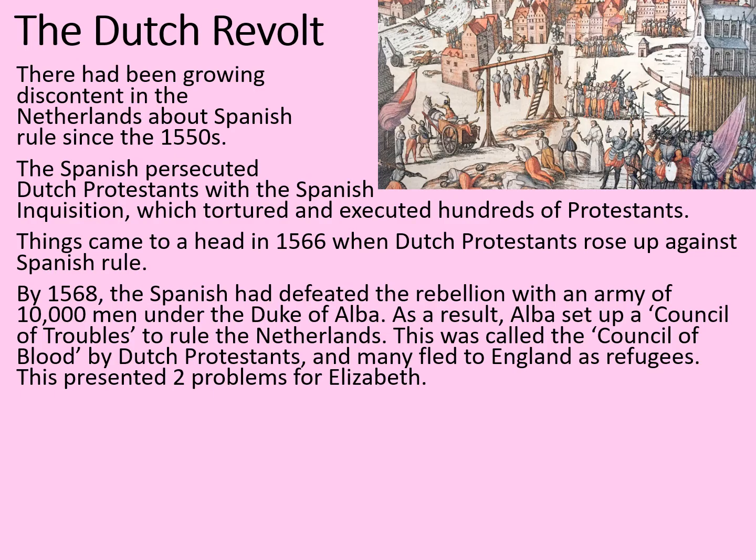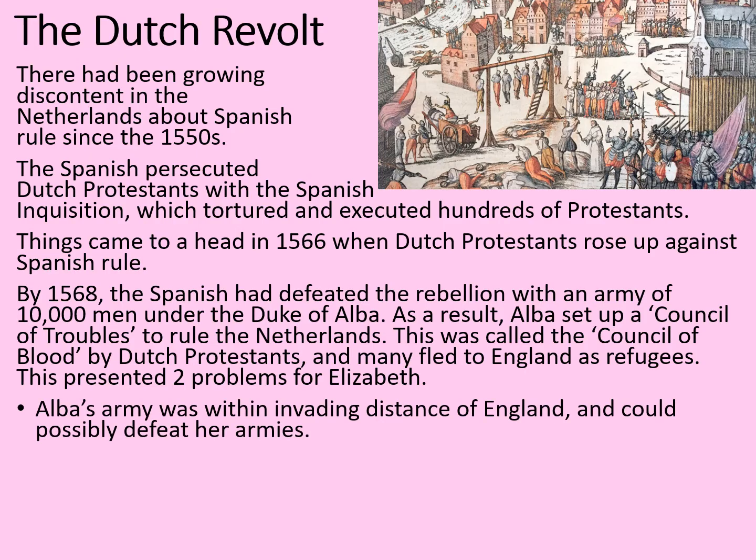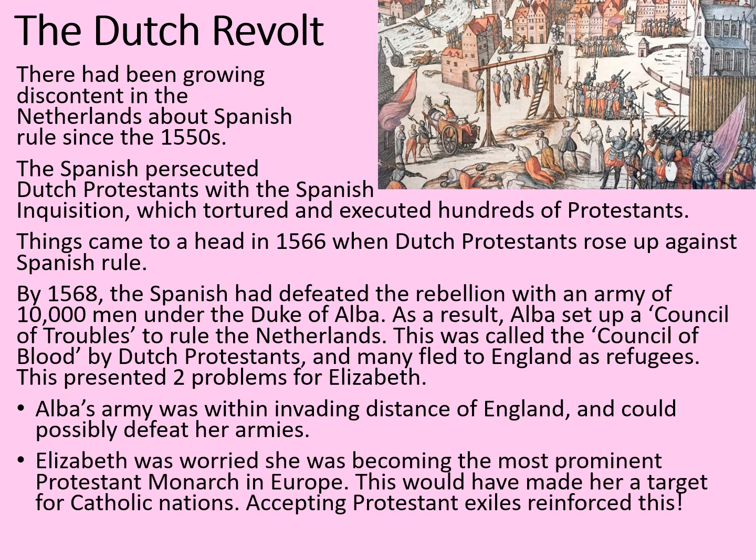As a result, Alba set up a Council of Troubles to rule the Netherlands, but this was called the Council of Blood by Dutch Protestants, which gives you an idea of what they thought of it. Many fled to England as refugees. This presented two problems to Elizabeth. Firstly, Alba's army was within invading distance of England and could probably defeat her armies if it decided to make the Channel crossing. Also, Elizabeth was worried that she was becoming the most prominent Protestant monarch in Europe. This would have made her a target for Catholic nations. Accepting Protestant exiles only reinforced this.